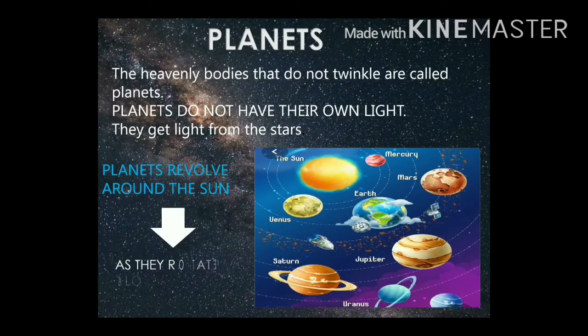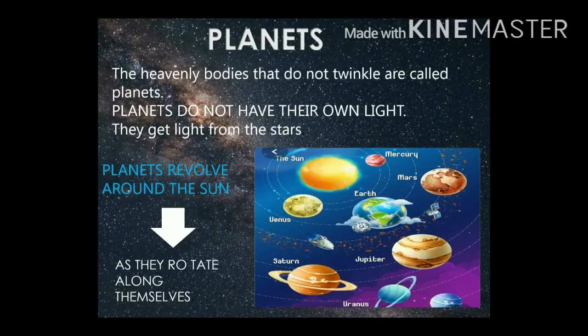The heavenly bodies that do not twinkle are called planets. Planets do not have their own light. Planets get light from the stars. Planets revolve around the sun.